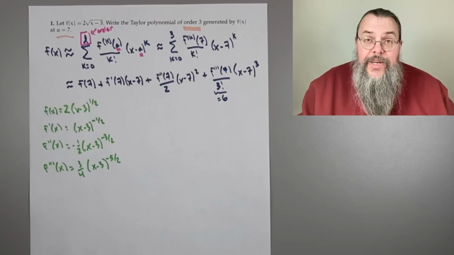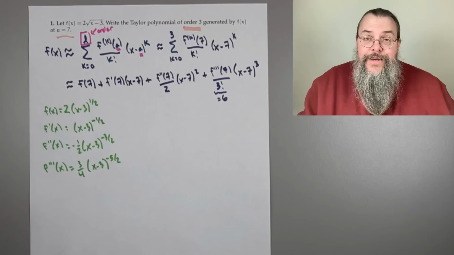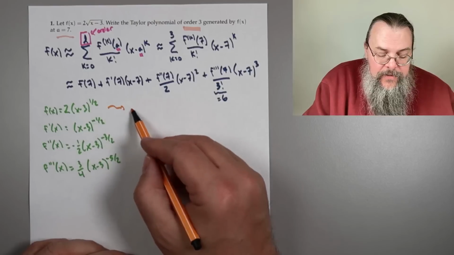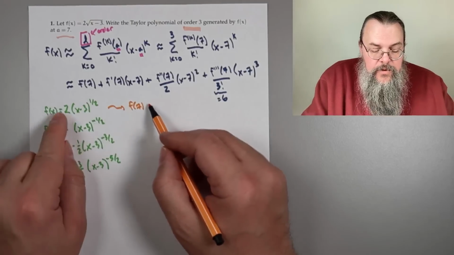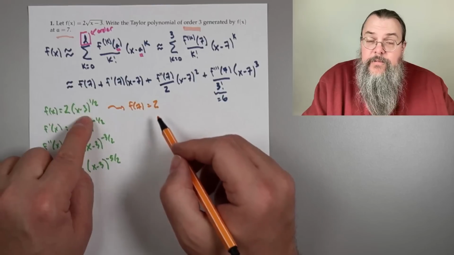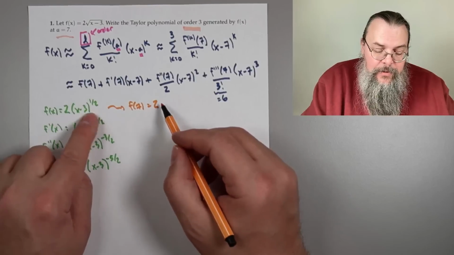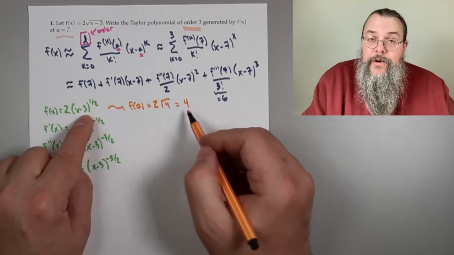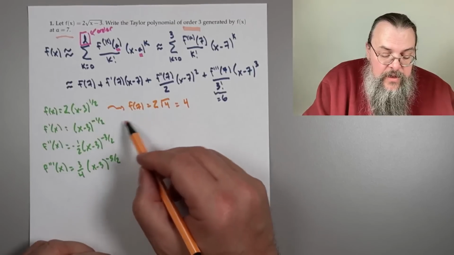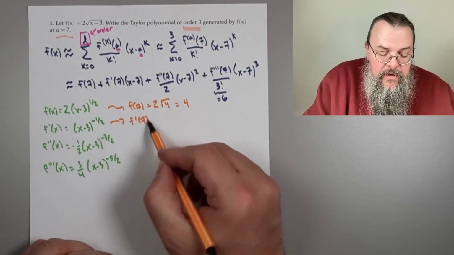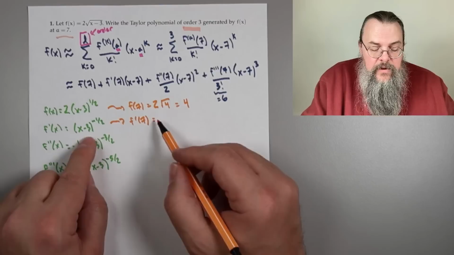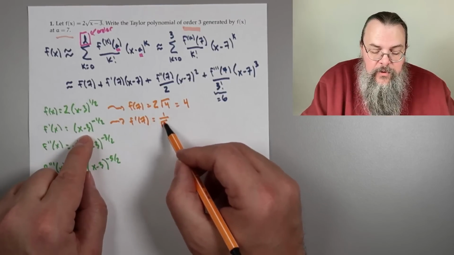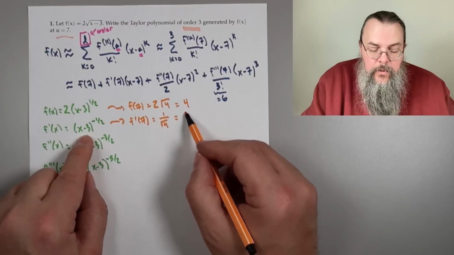Okay, well, we're not plugging in the functions, we're plugging in the functions at 7. So we're now going to take each one of these, and we're going to plug in 7 and see what we get. So let's start with the function. Well, we have that f of 7 would be equal to 2. 7 minus 3 is 4. Then 4 to the 1/2 means square root of 4. Well, 2 times square root of 4 is 4. All right, that's not too surprising. F prime of 7, well, this is 4 to the minus 1/2. So that's really 1 over square root of 4, and that means we get 1/2.